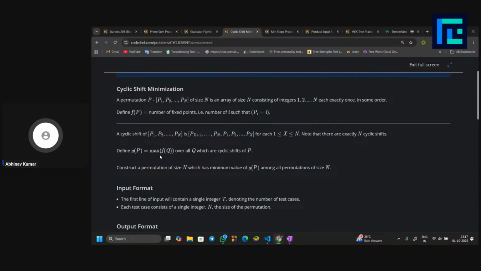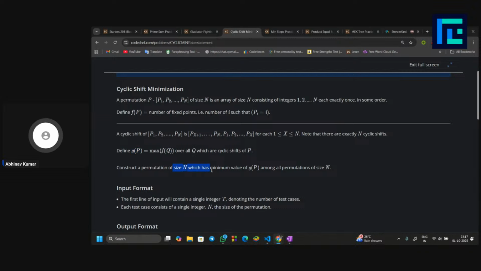So define gP as the max of f(q) over all q which are cyclic shifts of p. Function fP was defined as the number of fixed points in the permutation p. gP is defined as: among all the different cyclic shifts of the permutation p, whatever fP you get, the maximum among all the cyclic shifts is your gP. So if you shift in all the n ways, the maximum value of fP you get is your gP.